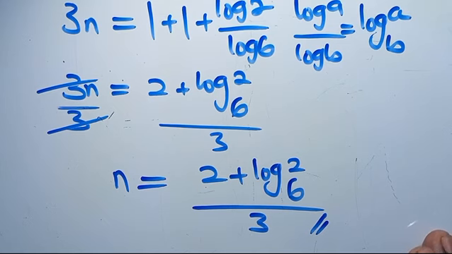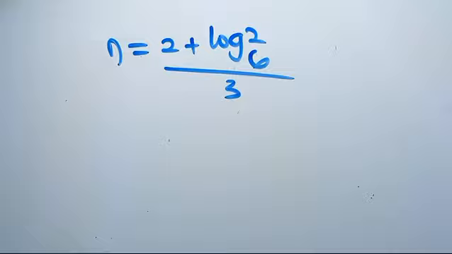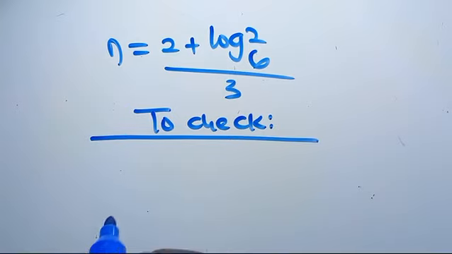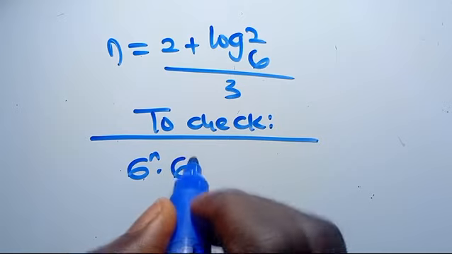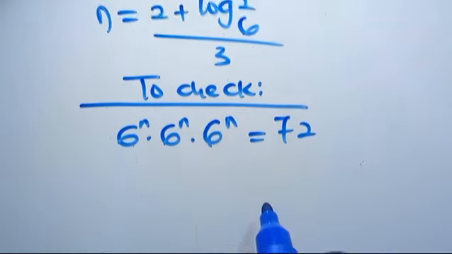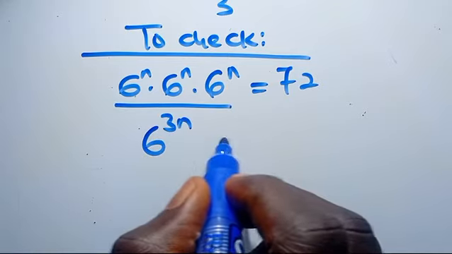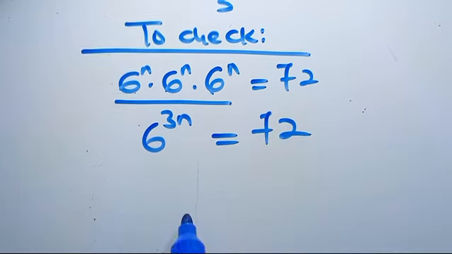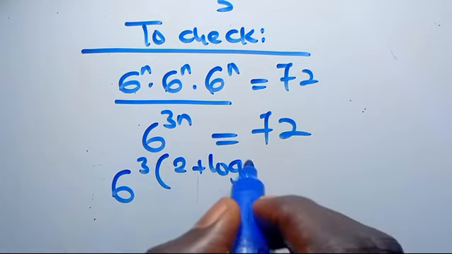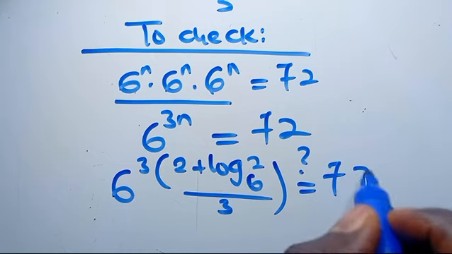Now, let us now verify. To check, we have 6 to the power of n times 6 to the power of n times 6 to the power of n equals 72. We simplify this to be 6 to the power of 3n equals 72. Then here will be 6 to the power of 3 open parenthesis 2 plus log 2 in base 6 over 3. Then it's going to give us 72.